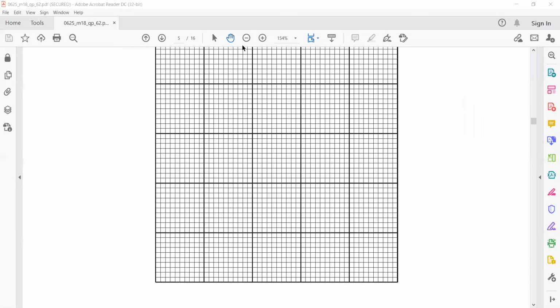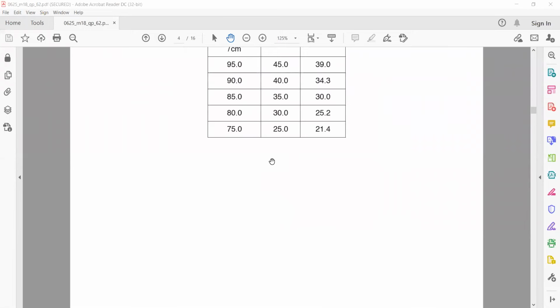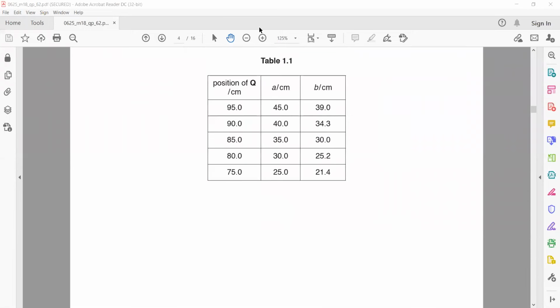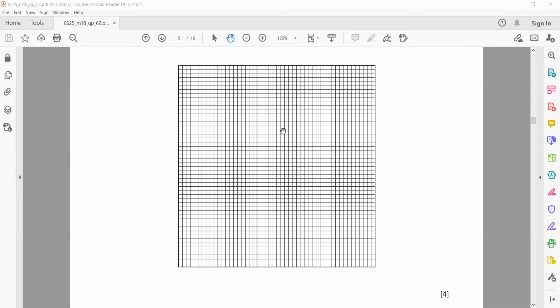So when they say we don't have to start our axis from the origin, it means we don't have to start with 0. So we have to plot a graph between A and B. The minimum value of A is 25 and the maximum value is 45. The minimum value for B is 20 and the maximum value is 39. A is on the y-axis, and B is on the x-axis.